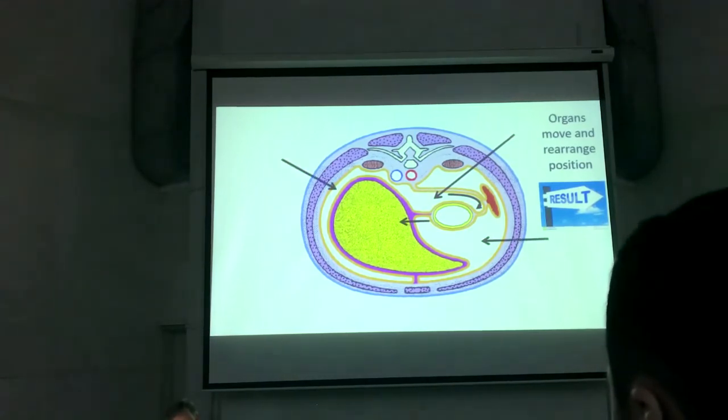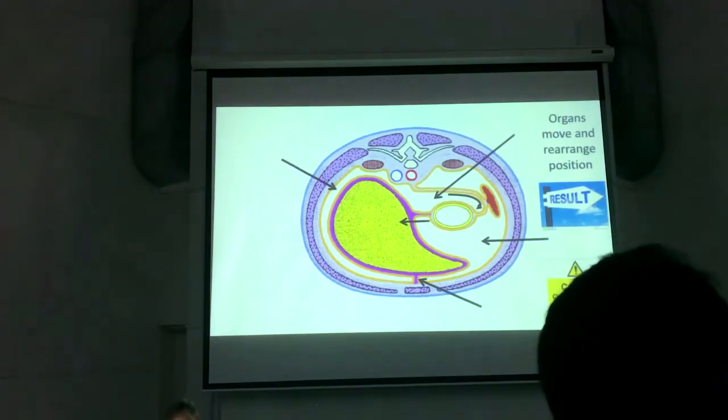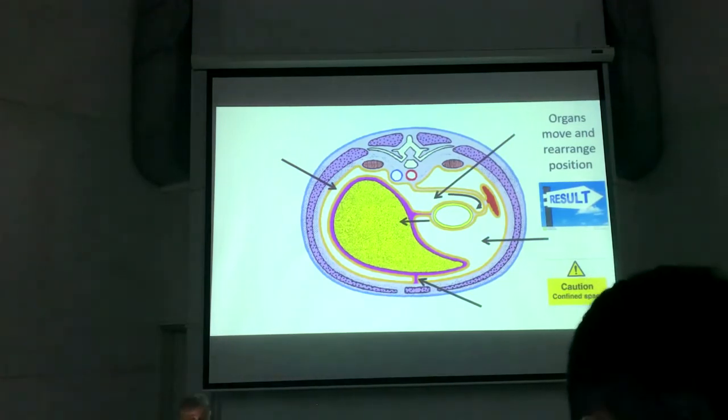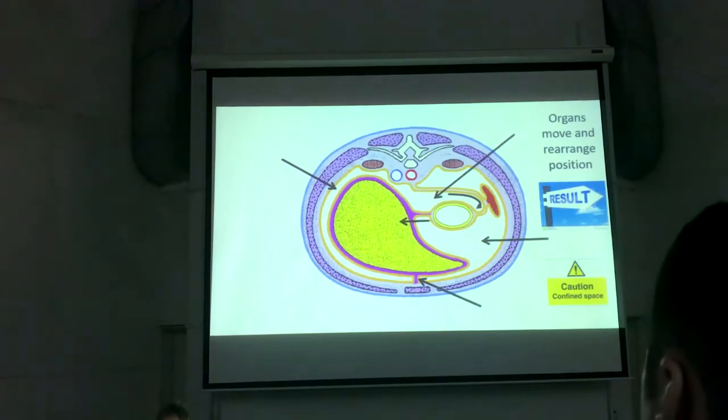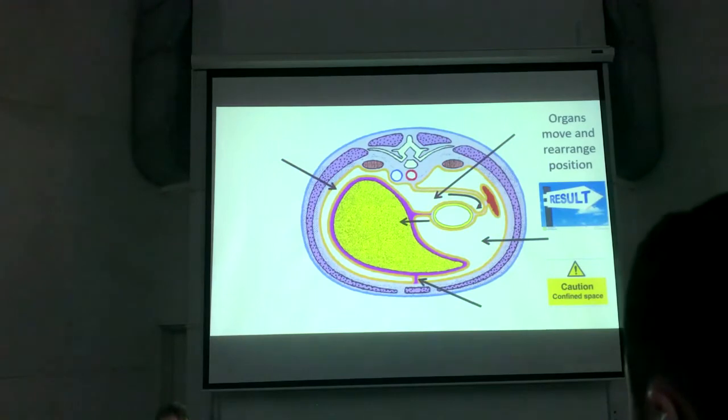This is space. This is space. This is the original two layers of peritoneum when all things were in the midline. And this is called the falciform ligament. The result is confined spaces. Why should I get confined spaces in the abdominal cavity? Because of movement of structures.